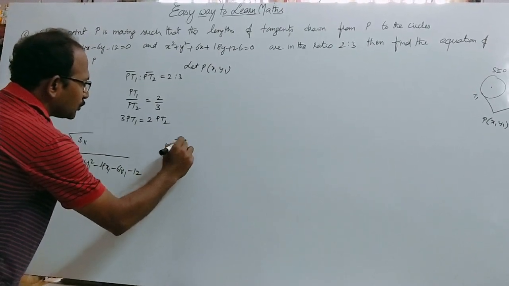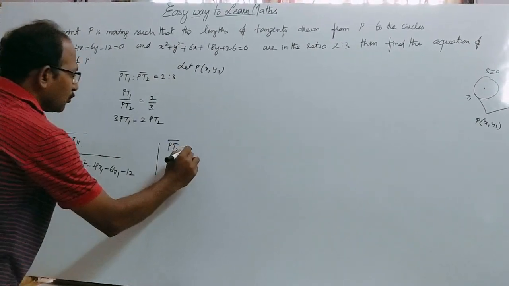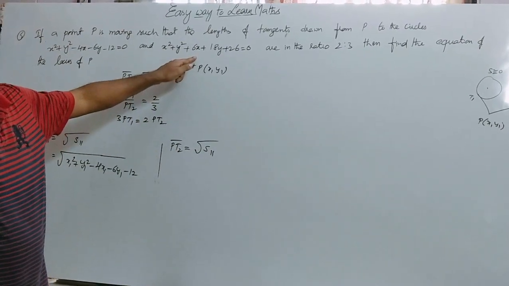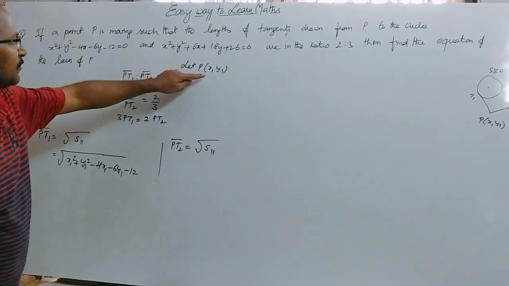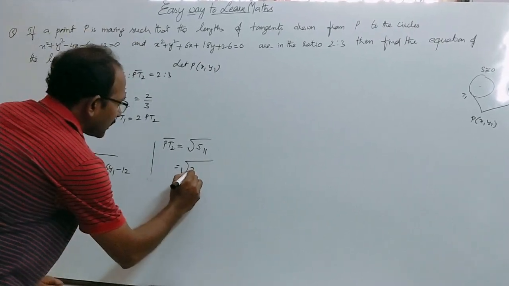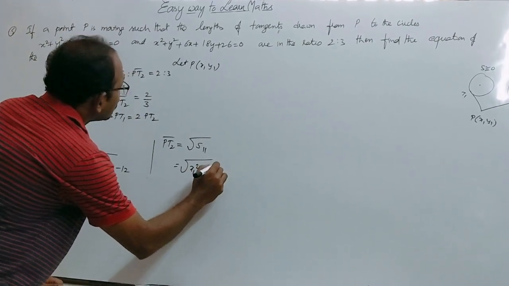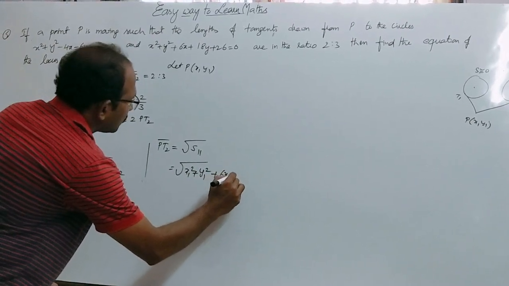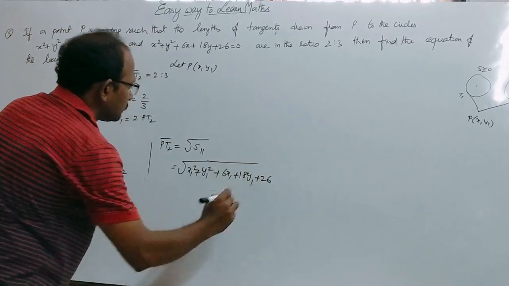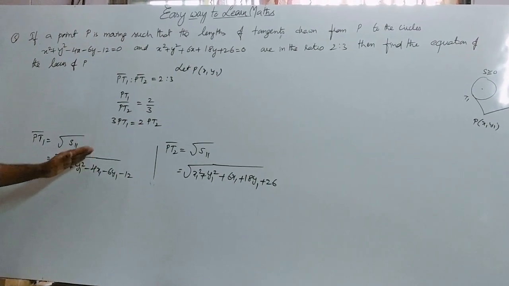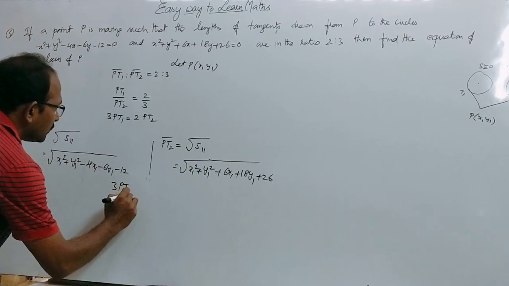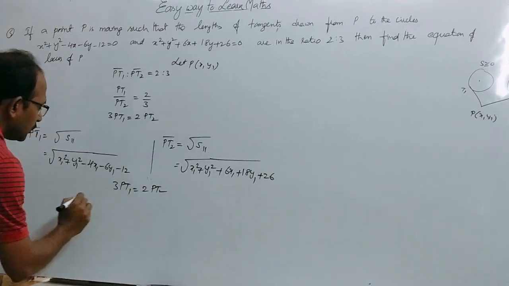Similarly, we have to find the value of PT2 also, which is again square root of S11, but here the S is the second circle, you have to consider. Then again let us substitute x1 in place of x and y1 in place of y. It is equal to root of x1 square plus y1 square plus 6x1 plus 18y1 plus 26. Now let us substitute these two values in this equation. Now consider 3PT1 is equal to 2PT2.